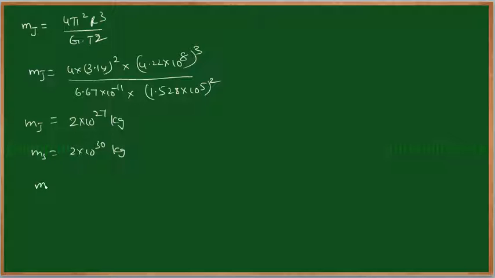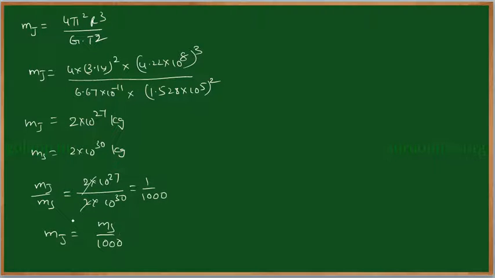So if you take Mj by Ms, it is equal to 2 × 10^27 divided by 2 × 10^30. The 2 gets cancelled, and here you will get 1 by 1000. And it is clear that Mj is equal to Ms by 1000. That is, the mass of Jupiter is 1000th of the mass of the Sun.